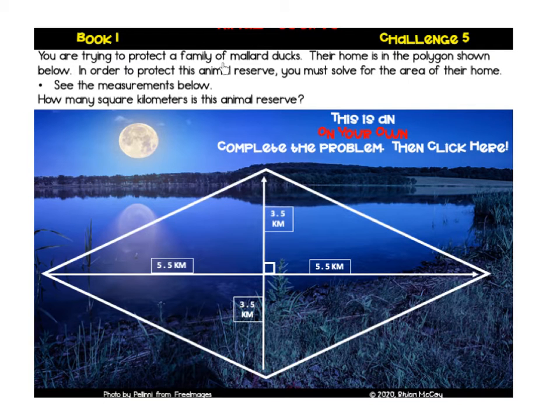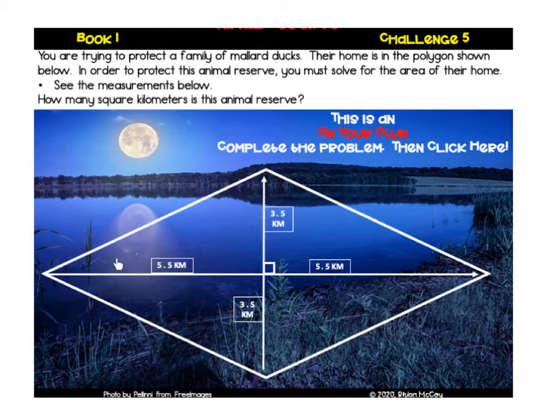You are trying to protect a family of mallard ducks. They like to swim around in this lake right here. Their home is in the polygon shown below. In order to protect this animal reserve, you must solve for the area of their home, this area right here.